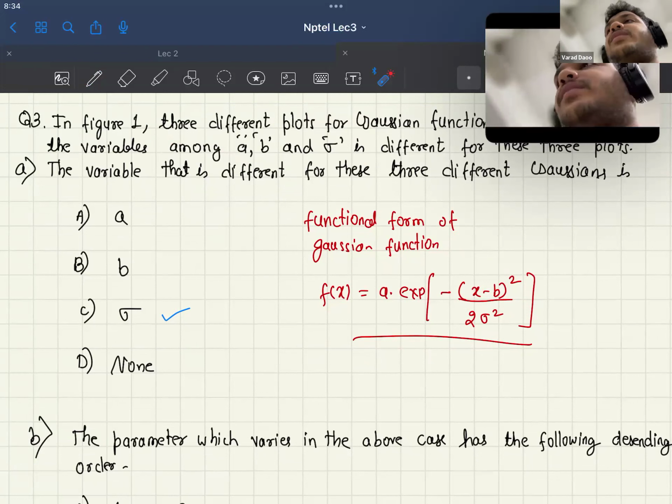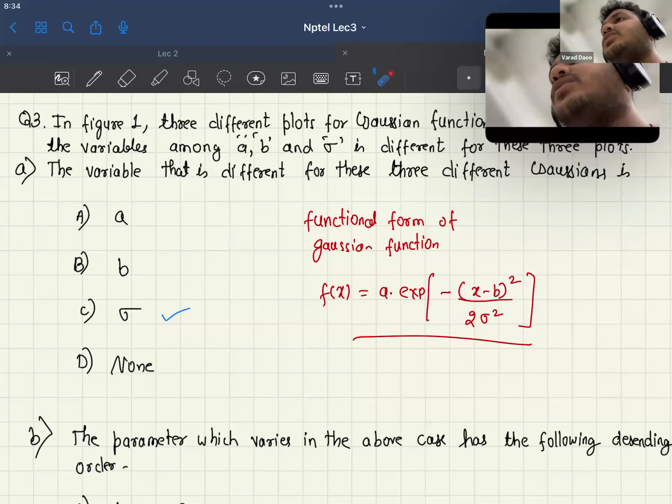We'll just take a 5 minute break. If anybody has to drink water or go to the washroom, they can go. It is currently 8:34. We'll meet at 8:40. So, a 5 minute break. In the meantime, if anybody has any doubt, they can ask.